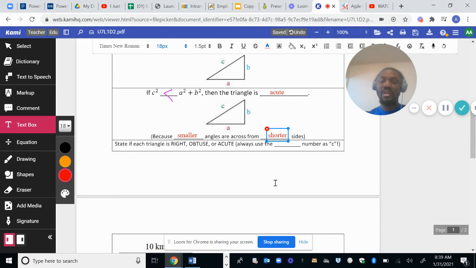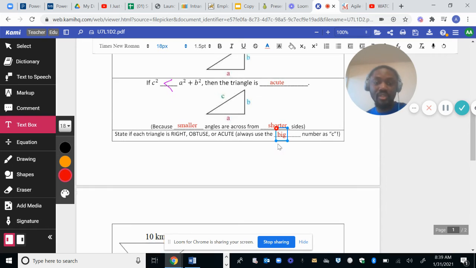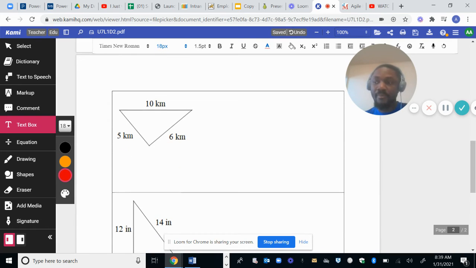So this time around we're gonna solve this problem. We're gonna state if each of these triangles is right, acute, or obtuse. We're gonna always use the big number as C. Make sure you always use your big number as C. So the longest side should always be C for you, okay? So that you will not get confused.